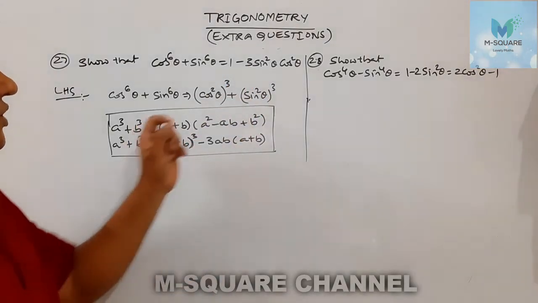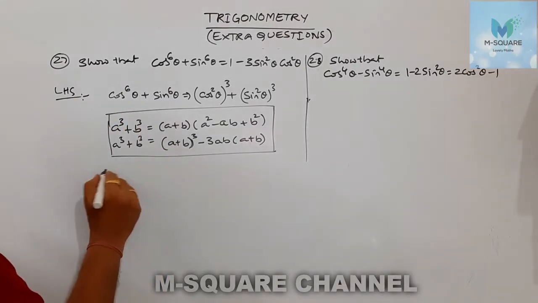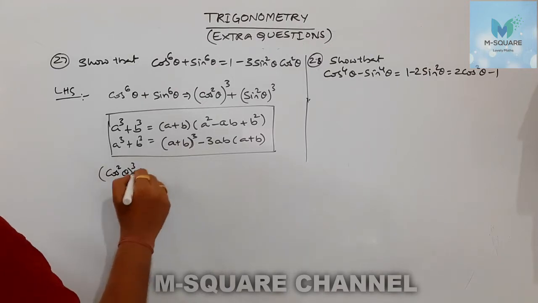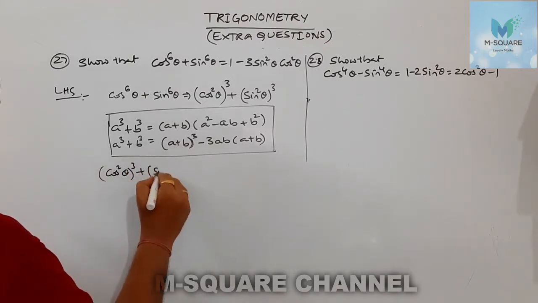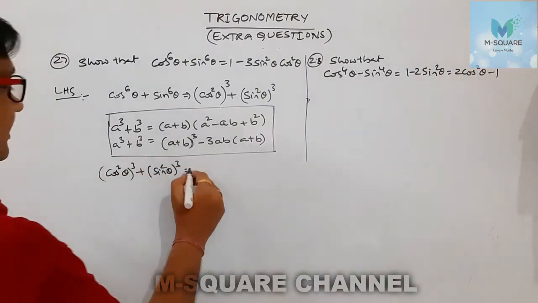So I am going to take this part now. So cos square theta whole cube, in the place of a I wrote cos square theta. Sin square theta whole cube. In the place of b I am writing sin square.